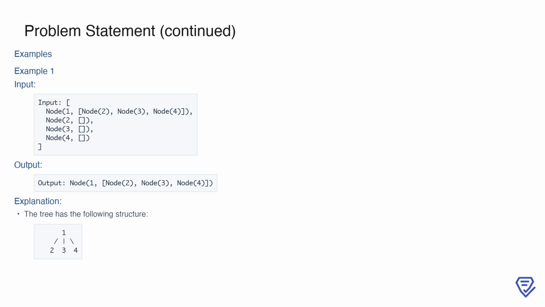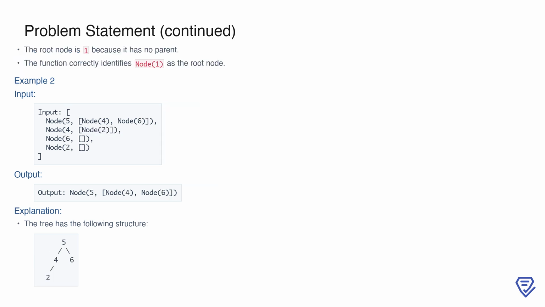Now consider another example where the input array contains these nodes: node 5, node 4, node 6, node 4, node 2, node 6, and node 2. The output in this case is node 5, with children 4 and 6, which is the root node. The tree structure visualizes the root node 5 having 2 children, 4 and 6. Additionally, 4 itself has a child, 2.